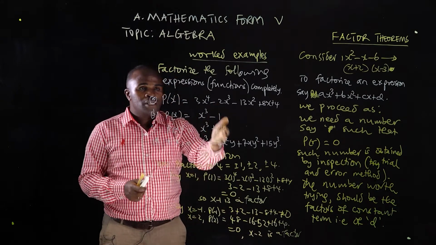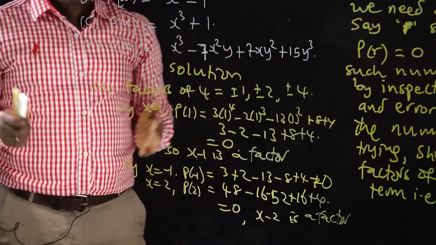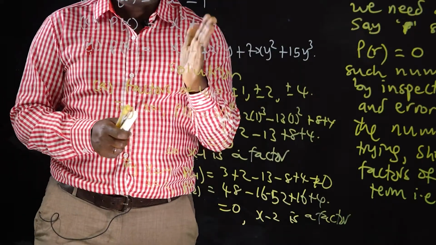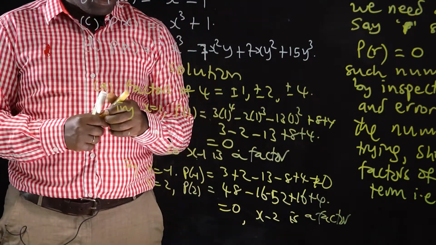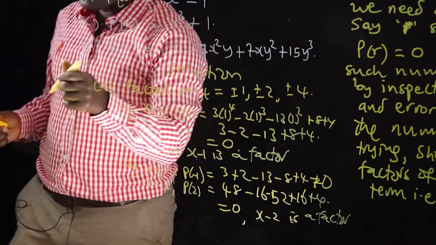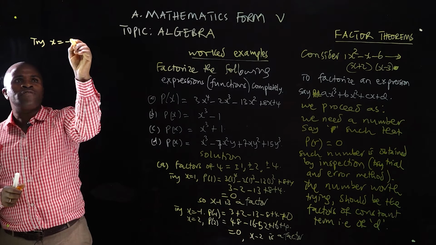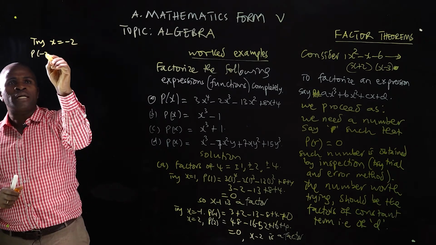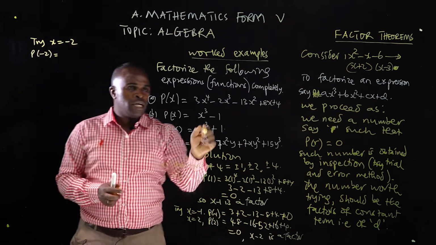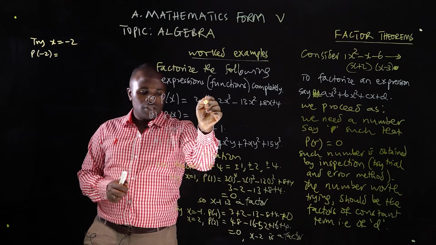You just go with the same trend. You can keep on testing, but for simplicity, try also negative 2. So try x equals negative 2. P of negative 2, putting negative 2 here, this is 60.